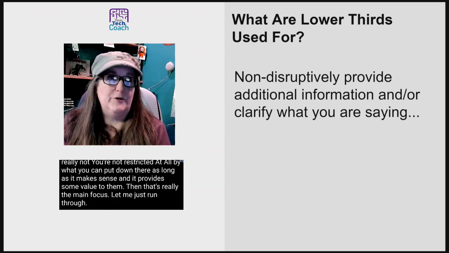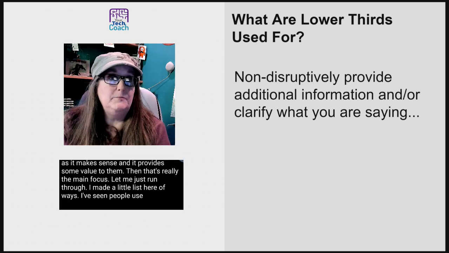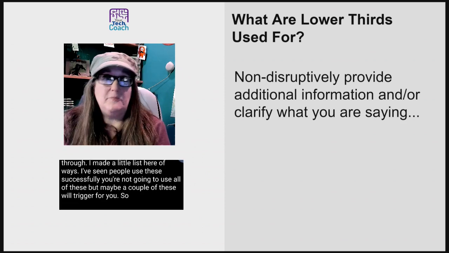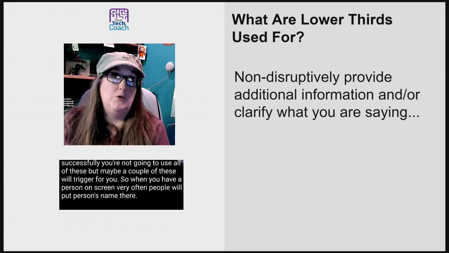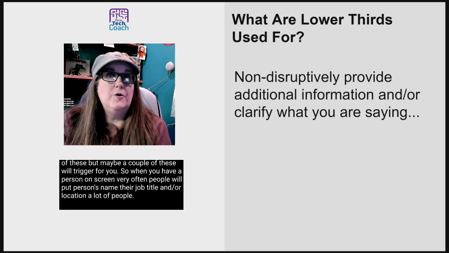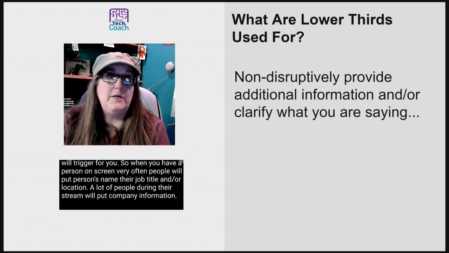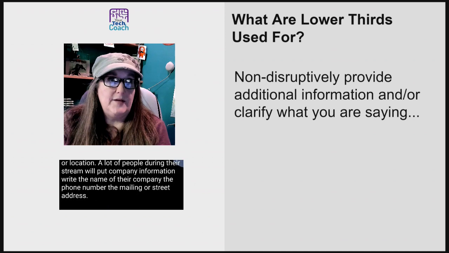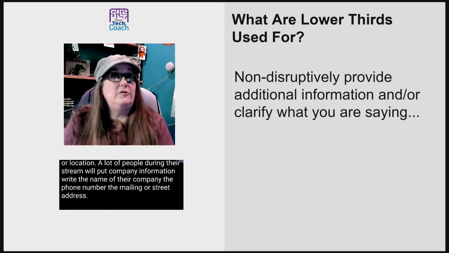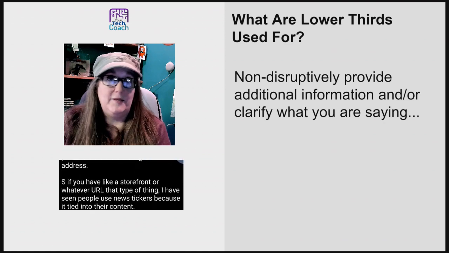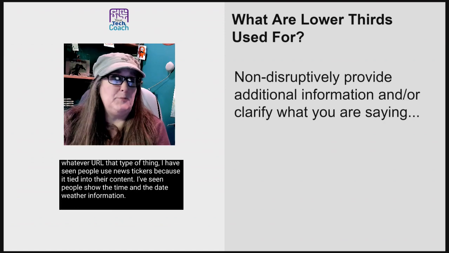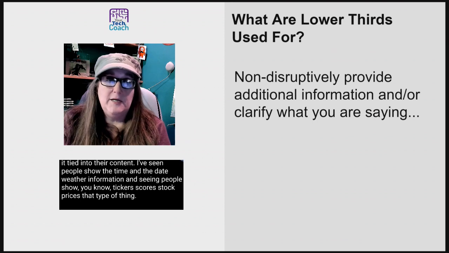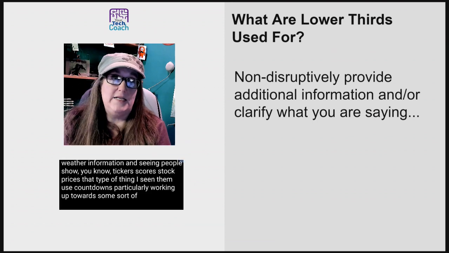So let me just run through. I've made a little list here of ways I've seen people use these successfully. You're not going to use all of these, but maybe a couple of these will trigger something for you. When you have a person on screen, very often people will put the person's name, their job title, and/or location. A lot of people during their stream will put company information: the name of their company, the phone number, the mailing or street address if you have a storefront, URL, that type of thing. I have seen people use news tickers because it tied into their content. I've seen people show the time and the date, weather information, tickers, scores, stock prices. I've seen them use countdowns, particularly working up towards some sort of launch or event.